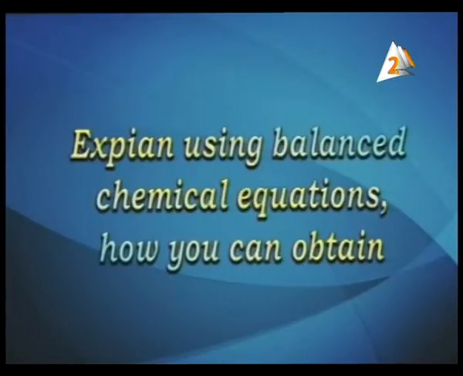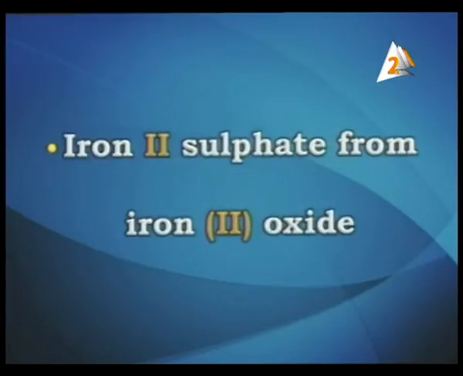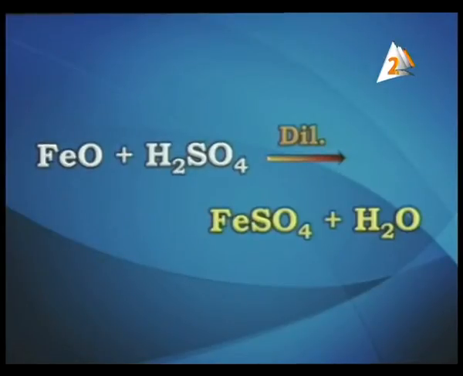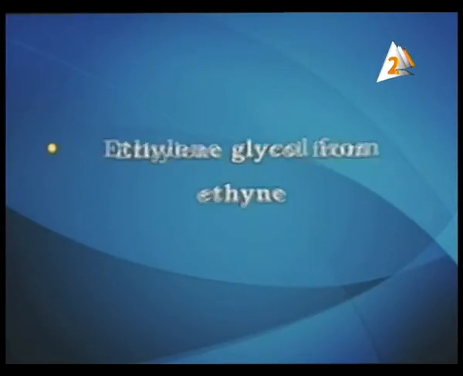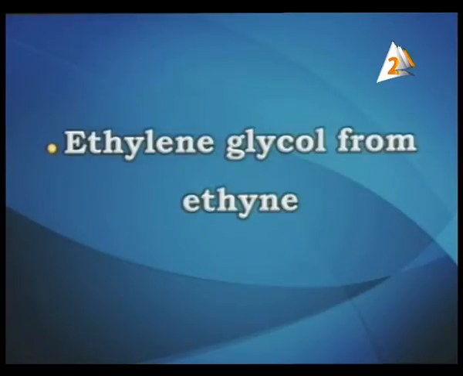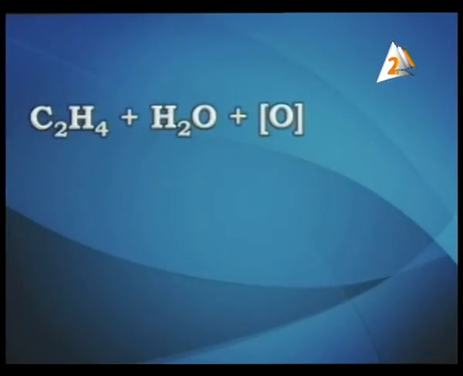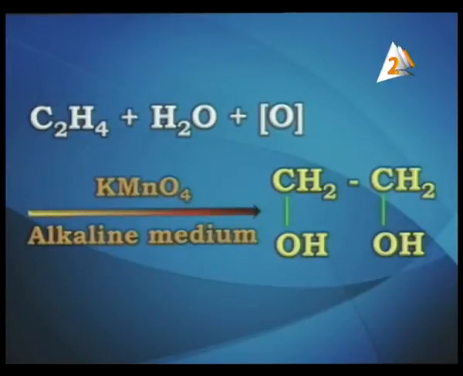Next type of question, explain using balanced equation how can you obtain iron(II) sulfate from iron(II) oxide. As the equation proceeds on the screen, FeO plus dilute H2SO4 gives FeSO4 plus H2O. Ethylene glycol from ethyne: C2H2 plus H2, in the presence of finely divided nickel, gives ethylene. Then ethylene reacts with water and atomic oxygen produced from alkaline potassium permanganate, giving ethylene glycol, CH2OH CH2OH.